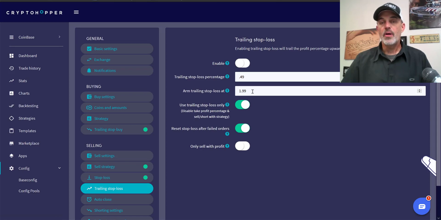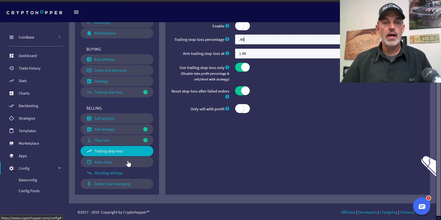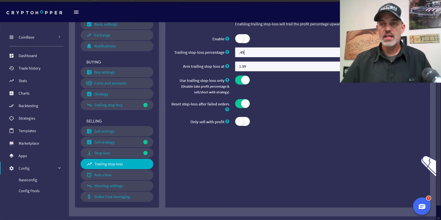All right, trailing stop loss. Now they kind of already said that you're looking at 0.7 to 2%, so I'm gonna arm the trailing stop loss right around that 2%, but at the same time giving it about 0.5% to move before it actually stops out. And then the last couple features we don't really apply: the auto close, shorting, or dollar cost averaging. So we'll go ahead and hit save.